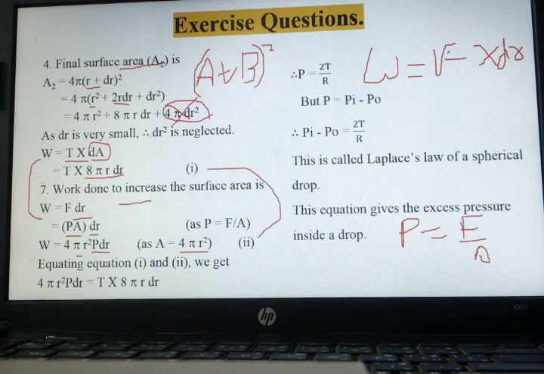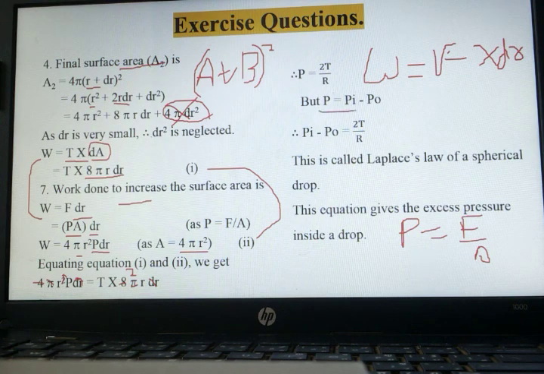By equating equation 1 and equation 2, what will we get? 4 pi r square P dr is equal to T into 8 pi r dr. Many terms will get cancelled. Pi will get cancelled, dr will get cancelled, 4 twos are 8 so we get 2, and r square becomes r only. So the ultimate formula is 2T upon r.